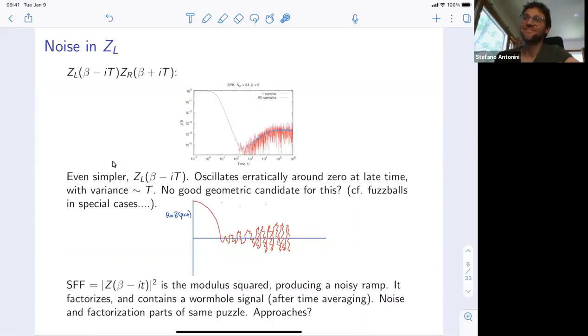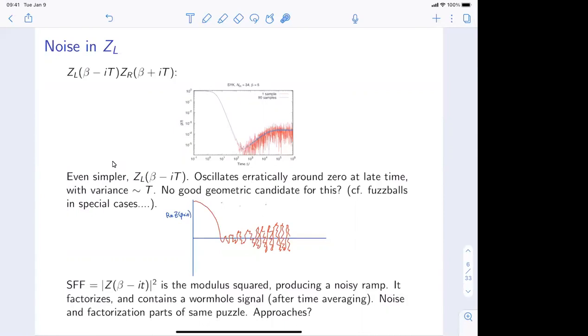Yes. Okay. Thank you. I also have a question. Please. So you're saying that, for example, black holes, you should model as these chaotic systems. But what about something like pure AdS?